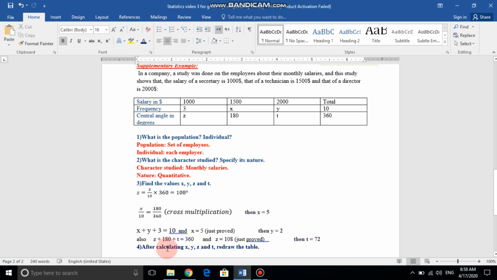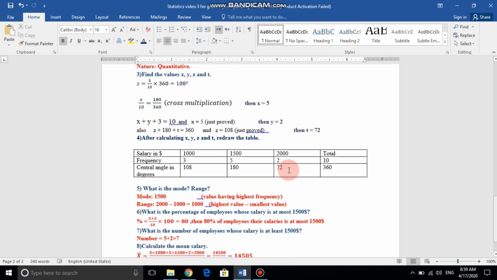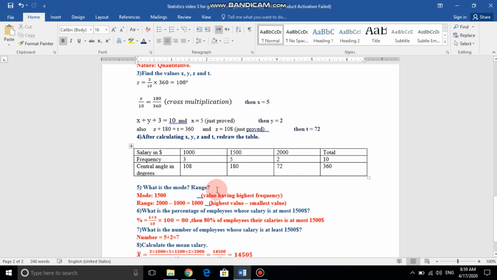Now in part 4, after calculating x, y, z and t, redraw the table. So now you can redraw the table again by replacing the unknowns with the calculated values. In part 5, what is the mode and the range? The mode is the value that has the highest frequency. Here the value 1500 has the highest frequency, which is 5, so the mode is 1500. The range is equal to the greatest value, which is equal to 2000, minus the smallest value, which is 1000, so the final answer is 1000.